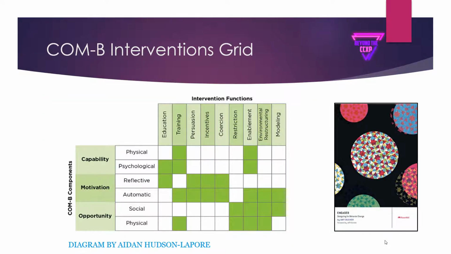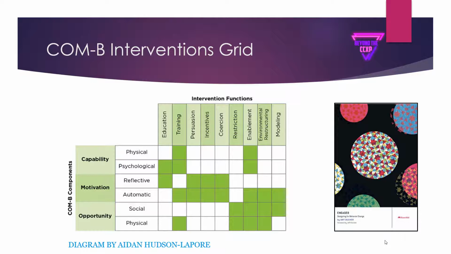So the grid basically takes each of these intervention functions. I've listed them along the top here. This diagram is taken from the book Engaged by Amy Butcher, and I totally recommend this. This would be my first text that I would recommend to anybody who is interested in exploring behavior change further. She talks in depth about the COMBI framework.